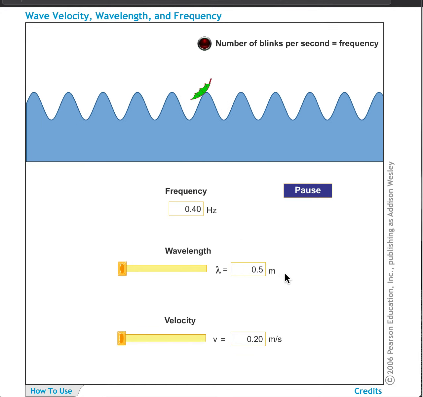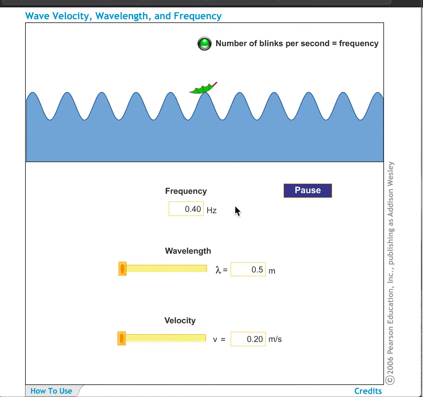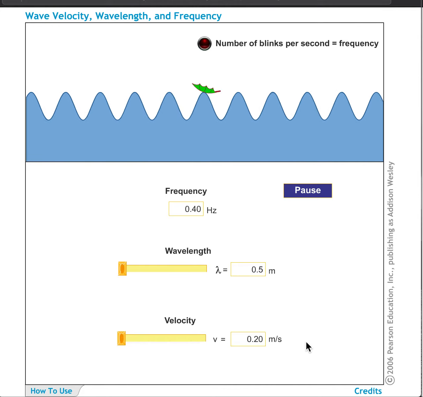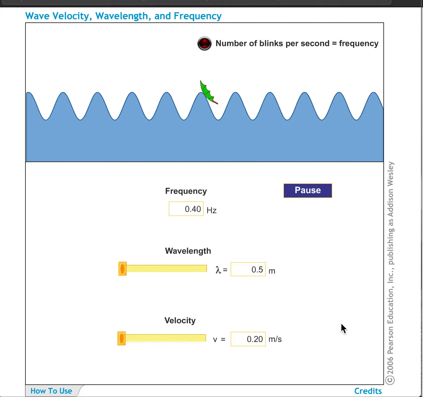So we would say that the velocity and the frequency are directly proportional to one another. If you decrease the velocity, however much you decrease it, you also decrease the frequency. And if you increase the velocity by however much you increase it, you also increase the frequency in that way.